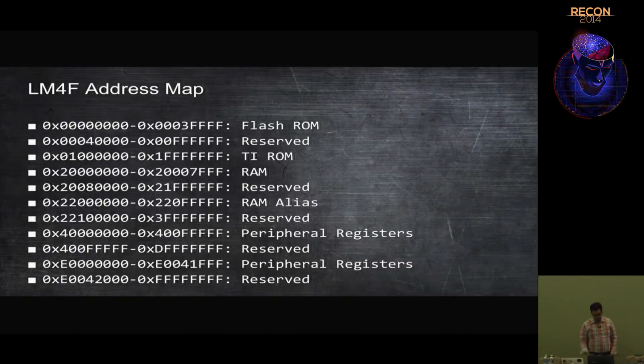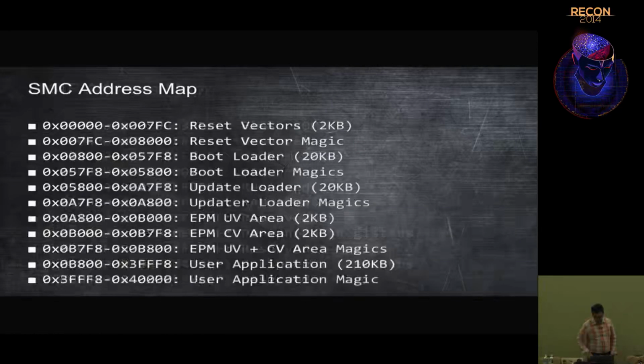Now, out of that flash ROM area, the way that Apple sets it up is you basically have your reset vectors at the beginning. So that's a 2 kilobyte region where the chip actually boots up. And there's a magic value at the end of that region. We'll get back to that magic value. Then you've got the bootloader, which is the basic updater, which is 20 kilobytes, and then it has a magic value at the end. Then you have the update loader, which is 20 kilobytes, and a magic value at the end. Then you have what's called the EPM, UV, and CV area.